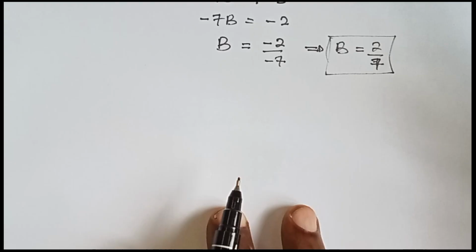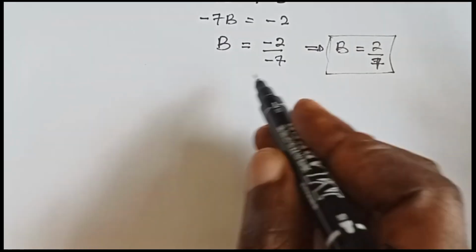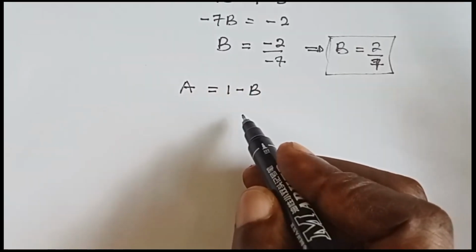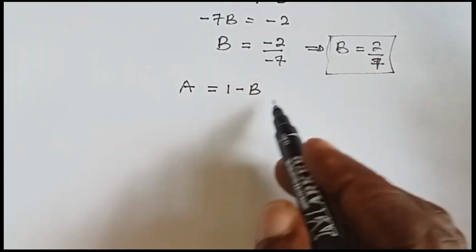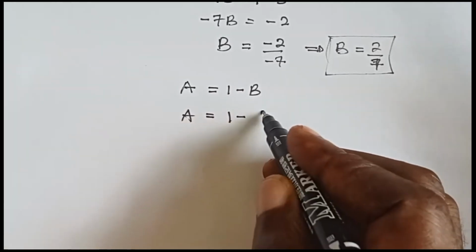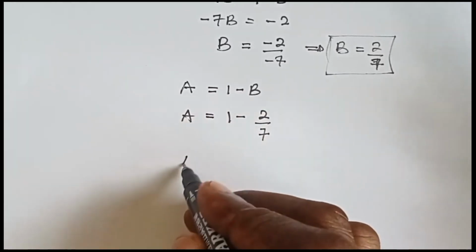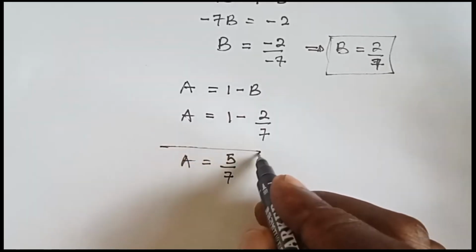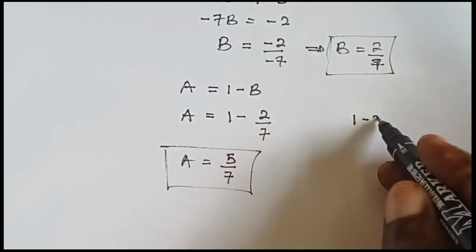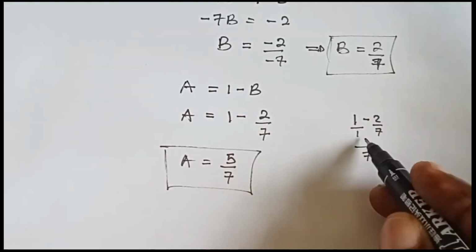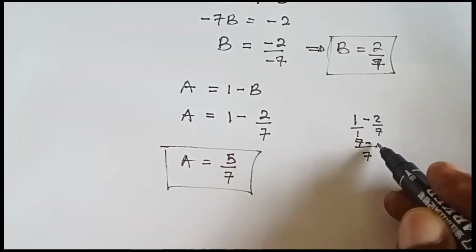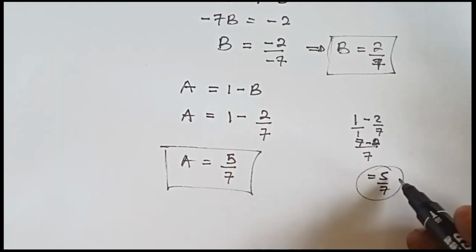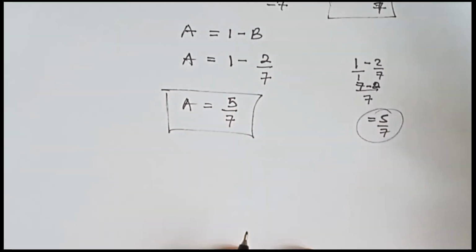Then let's find a and c. Okay, so remember from equation 1, we say a equals 1 minus b. And then since our b is 2 over 7, we can write a equals 1 minus 2 over 7. And then that is the same thing as 5 over 7. Okay, so a equals 5 over 7. 1 minus 2 over 7: the LCM is 7. How many 7s can you see in 7? 7 divided by 7 is 1, times 1 is 1, minus 2. And then it gives us 5 over 7. And that is a.